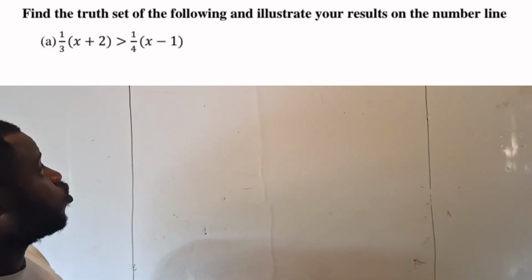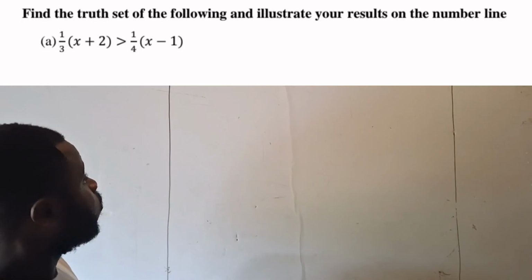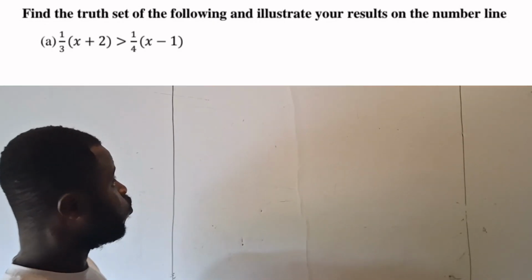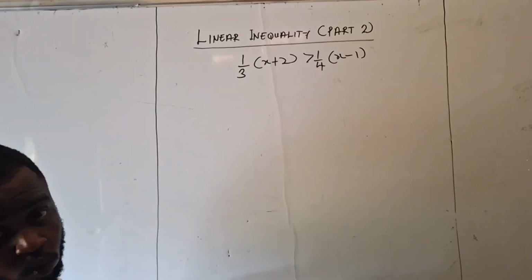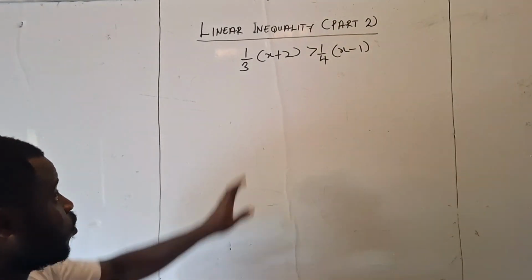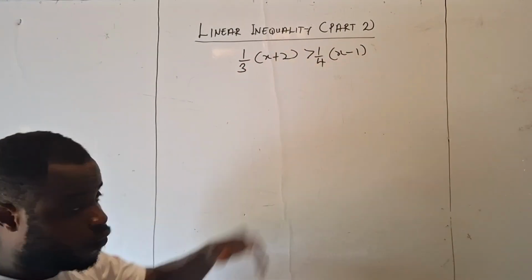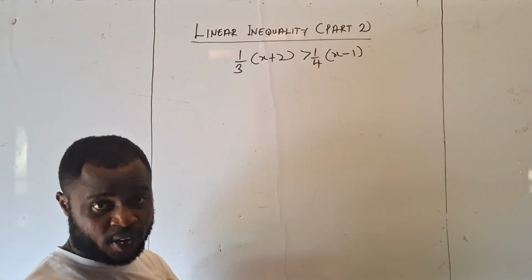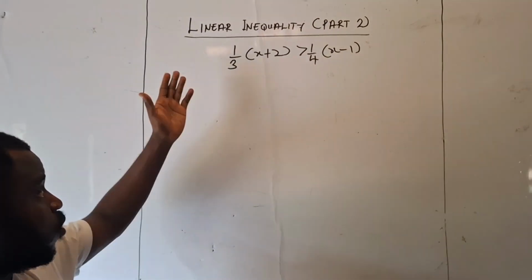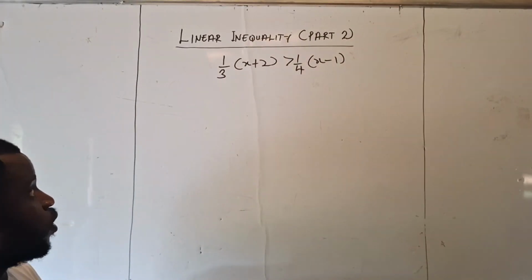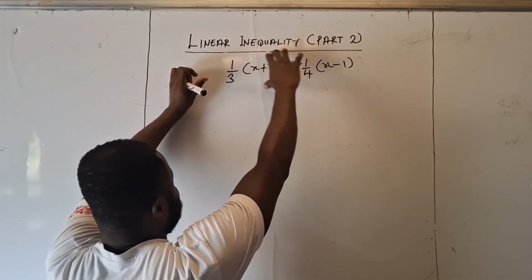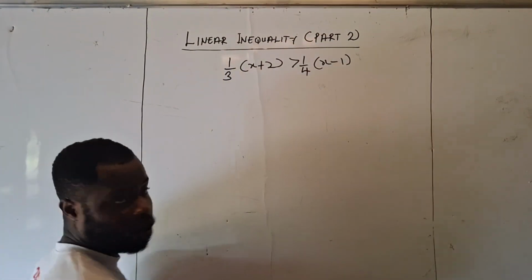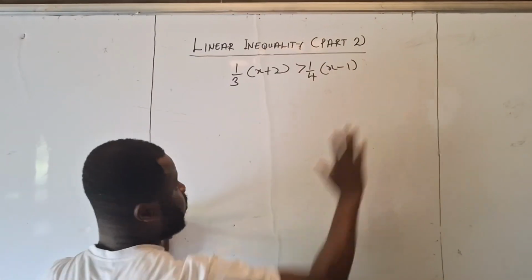So we have to find the truth set of 1 on 3, bracket open, x plus 2, bracket close, greater than 1 on 4, bracket open, x minus 1, bracket close. The LCM for 3 and 4, if you follow the equation, you know how to find LCM of 3 and 4, which is going to be 12. Now, how many elements do we have here? This is one element, together 1, and this is also 1. So we are going to multiply the LCM by only this and this.